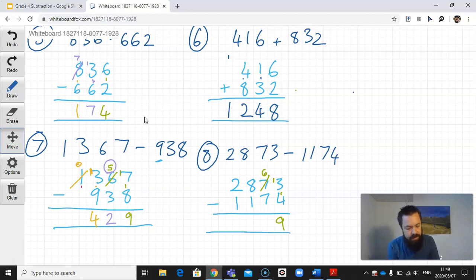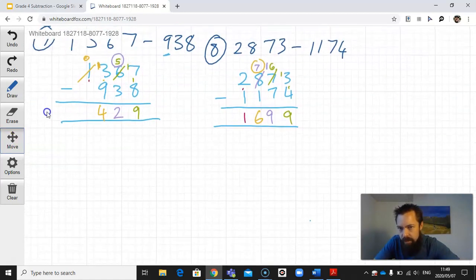I now look at my tens and I'm trying to go 6 minus 7, which I can't do. So I'm going to have to borrow from my hundreds. And this is now 16. So 16 minus 7 is also 9. Then I go to my hundreds. 7 minus 1 is 6. And finally in my thousands, 2 minus 1 is 1. So my answer is 1,699.